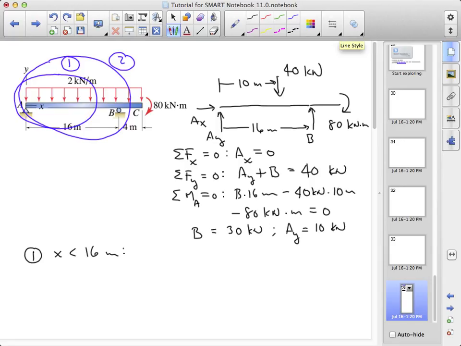And to begin, I'll just replace AY here with 10 kilonewton. And I'll keep the distributed load intact until after we've made the cut. So we have here W using our sign convention. Here's V and M, and this distance is X.